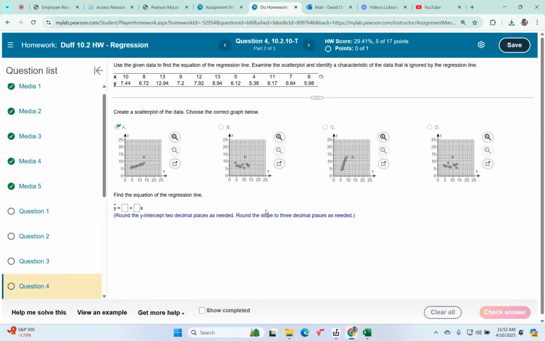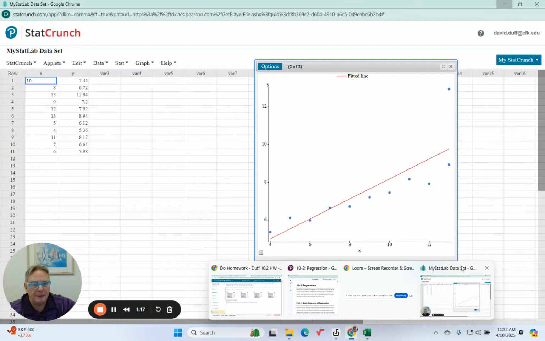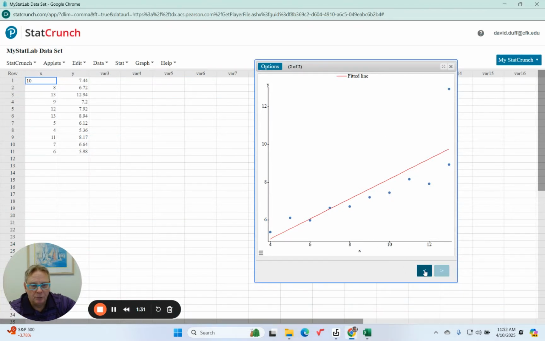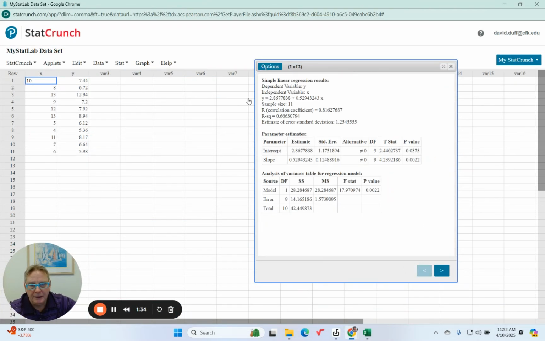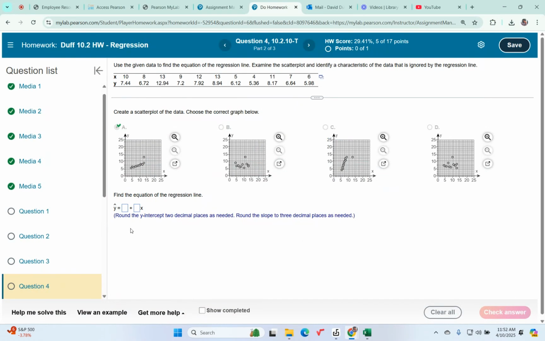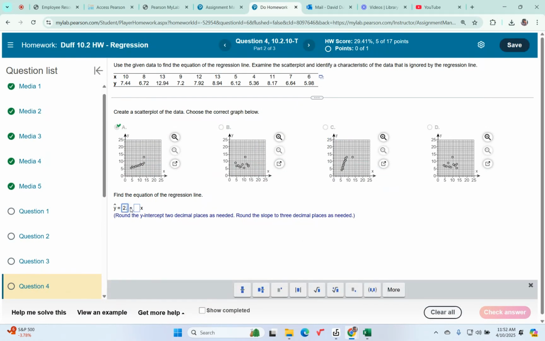All right, so what is the equation of the regression line? Well, we'll just go back to StatCrunch. We click the left arrow, and here's our regression line. So they want the slope. So the slope is attached to the x, to the variable x, and they want the intercept, and the intercept is by itself. So the slope is 0.529, and the intercept is 2.87. So let's put that in there.